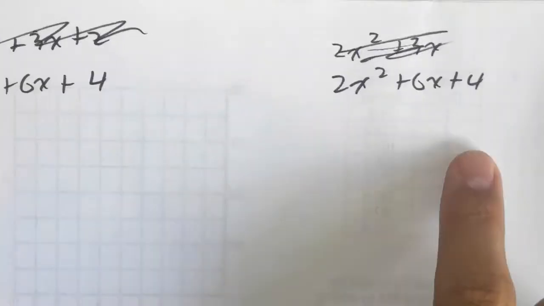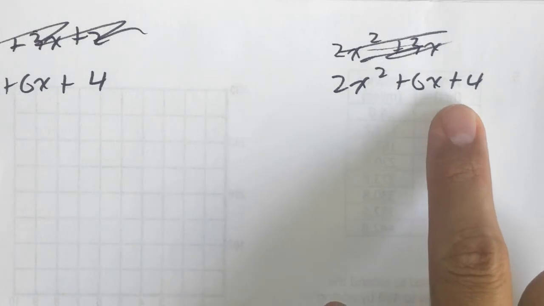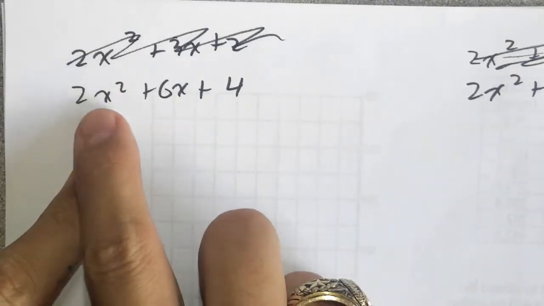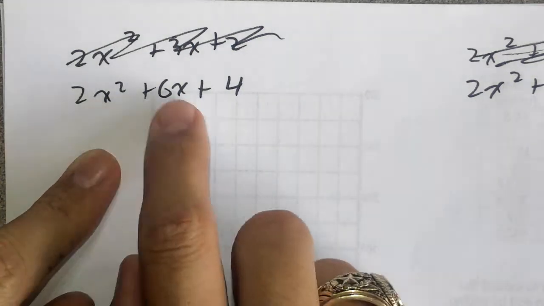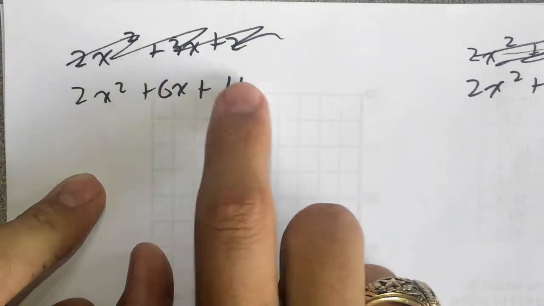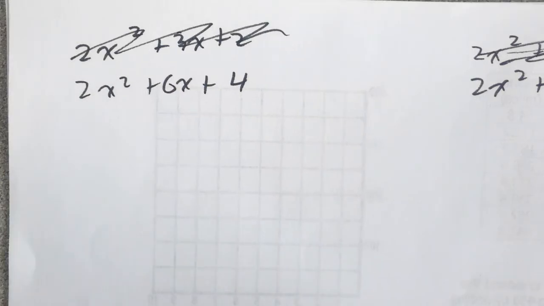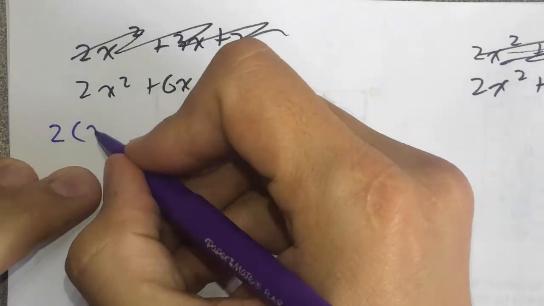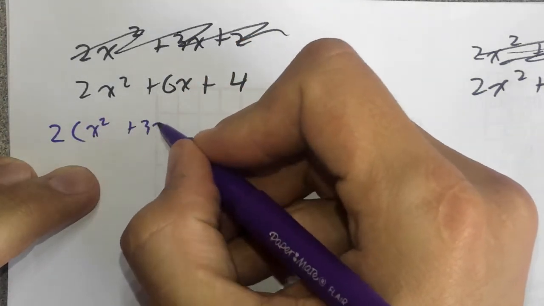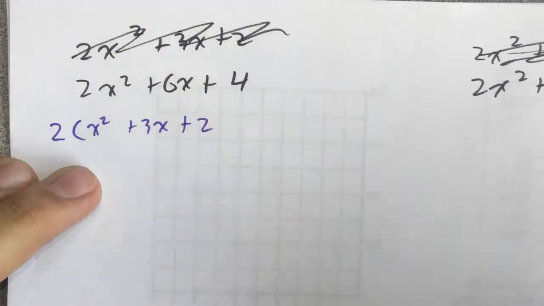I actually have a second one over here. We're going to do it 2 times in 2 different ways. But I should see at this point that I have a 2 as greatest common factor. 2 goes into all 3 of these numbers, so I'm going to take that 2 out. 2 is my greatest common factor, which leaves me x squared plus 3x plus 2.